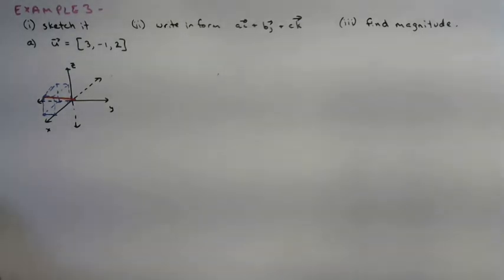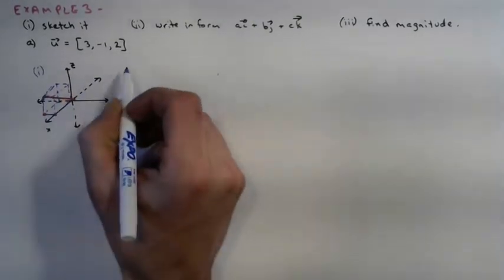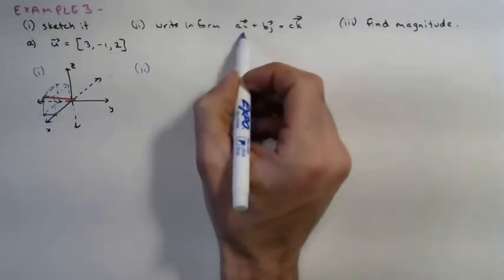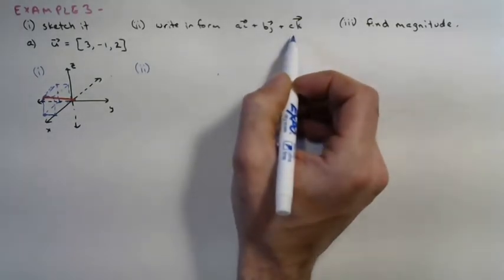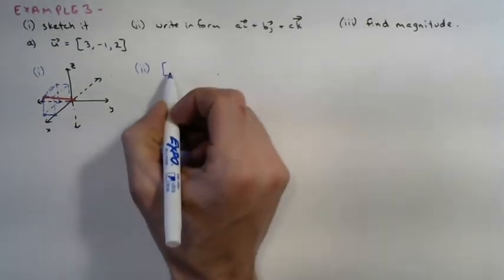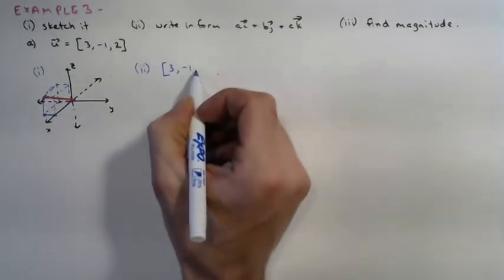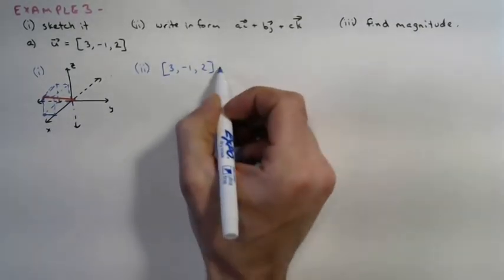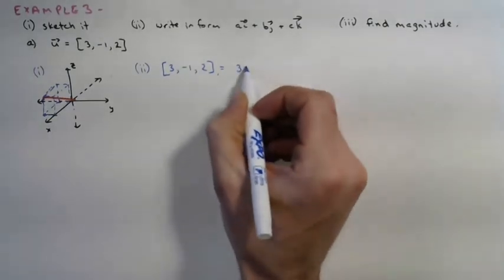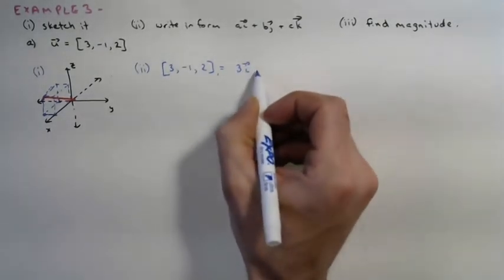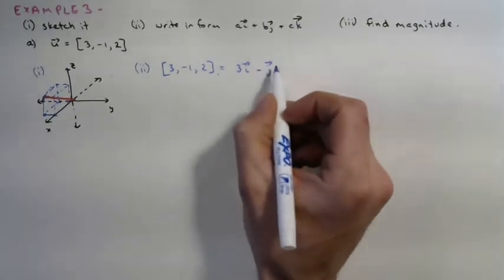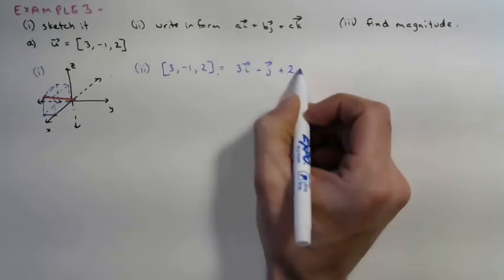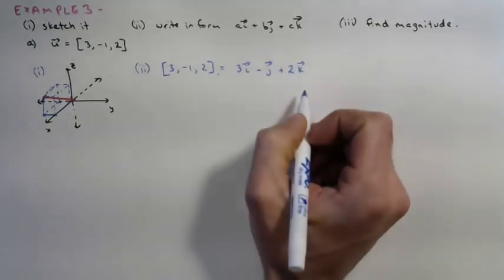Step 2. So that's 1. Step 2, write it in the form some multiple of i, some multiple of j, some multiple of k. All I need to do is take the values that we have here as x, y, and z and say this is 3 times the unit vector i minus 1 times the unit vector j plus 2 times the unit vector k.